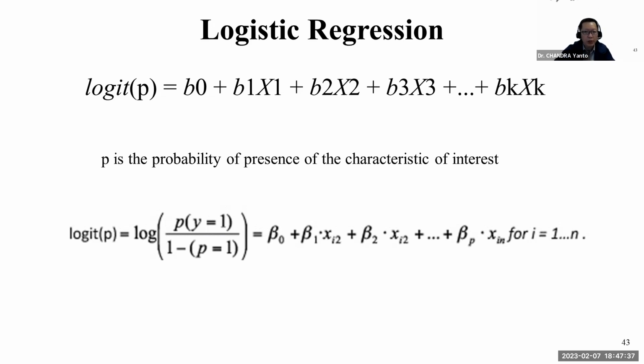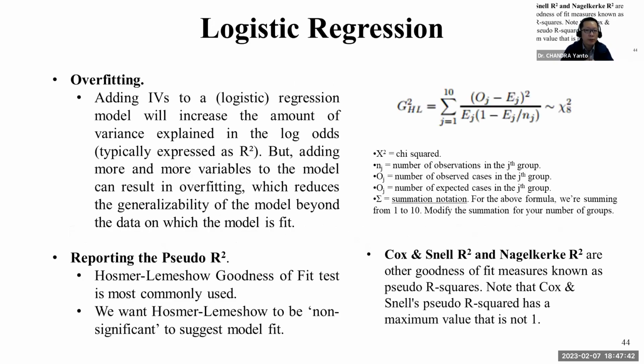And there's some formula to calculate this, but you will not worry about this because we're not going to calculate this by hand. So some issues with logistic regression: you need to know that you can overfit easily because you put too many variables, so that the model becomes what we call overfit. So this is something that you need to be aware of. And you need to know the goodness of fit to see whether your logistic regression fits the data. And one of the most commonly used is called the Hosmer-Lemeshow goodness of fit. So actually you want this to be not significant to suggest that there is a model fit.